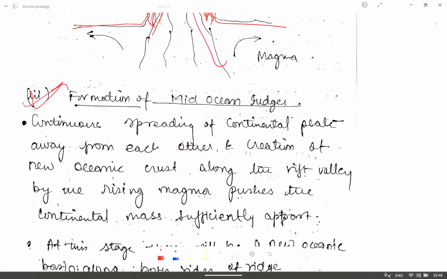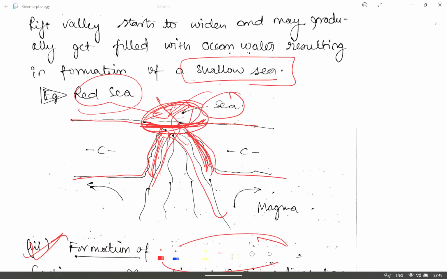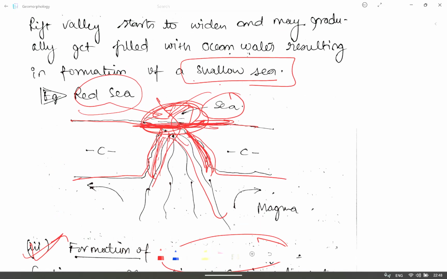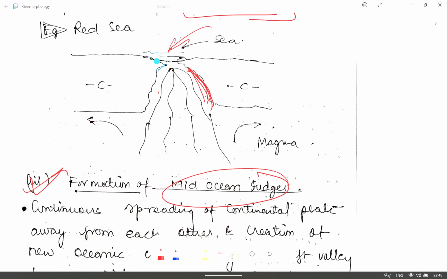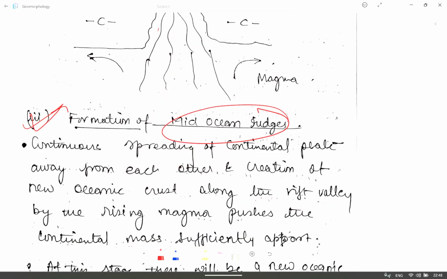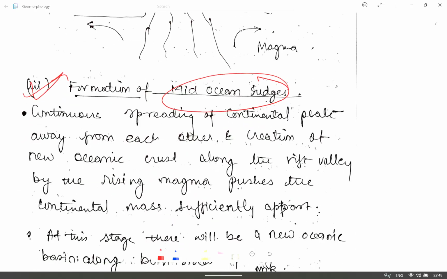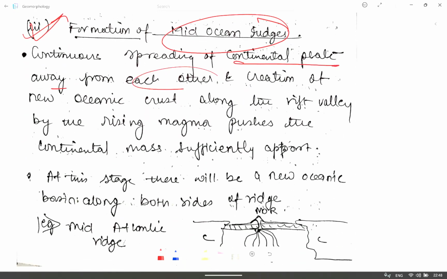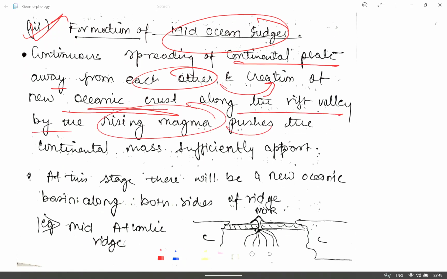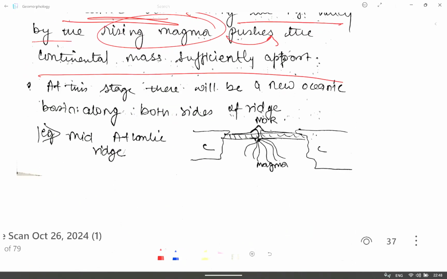Next comes formation of mid-oceanic ridges. Now, अब ये जैसे जैसे continent apart होते जाएगा, there will be an oceanic crust which will be formed. Now, these oceanic crust में से भी नीचे से magma निकलना शुरू होगा, and this magma is going to lead to formation of ridges, and this ridge will again lead to formation of mid-oceanic ridges. So continuous spreading of this continental plate away from each other and then creation of new oceanic crust along the Rift Valley by rising magma, this pushes the continental mass sufficiently apart.